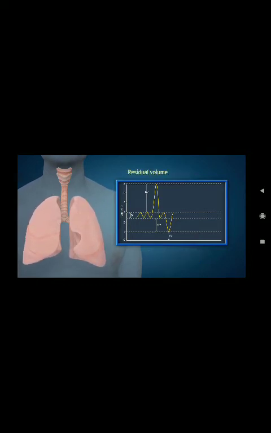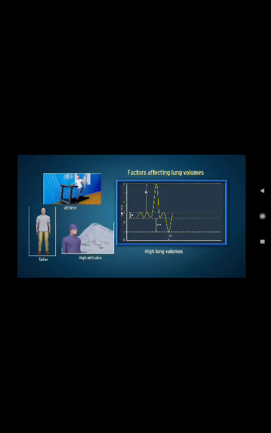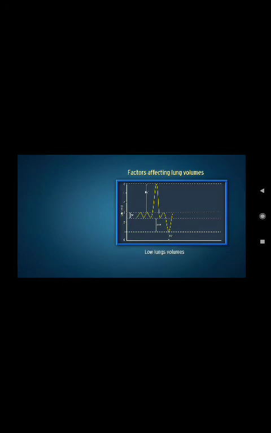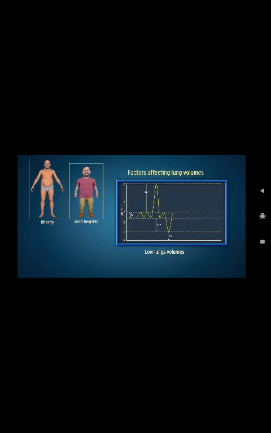Residual volume. It is the volume of air which remains in lungs even after maximal expiration. In a normal adult male, it is about 1200 milliliters and 1100 milliliters in normal adult female. Factors affecting lung volumes. High lung volumes are found in people who are fit or athletic, taller, living in high altitudes. Low lung volumes are found in people who are obese, short-heighted, living at lower altitudes.